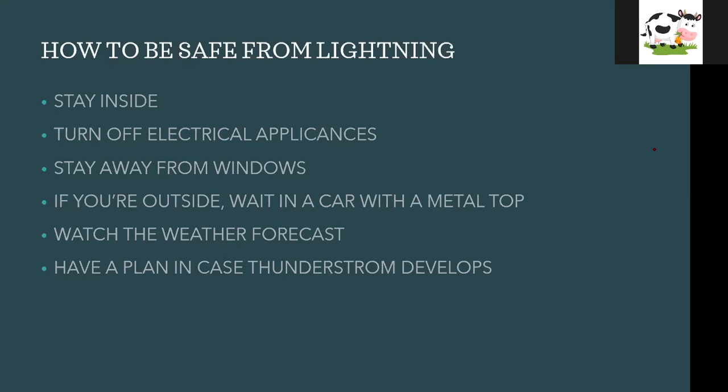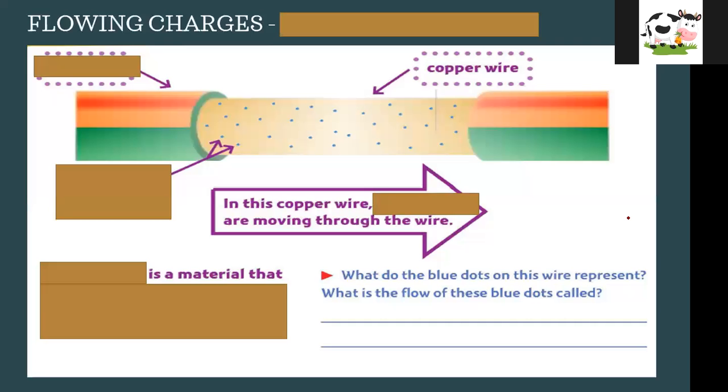All right. Okay, so the next thing we're going to learn about is flowing charges. All this time we've only been looking at static charges, right? What do you think those little blue dots are inside of the copper wire? Electrons. Yeah, good. They're electrons. So what is that thing that's surrounding the copper wire? It's that red and green area.